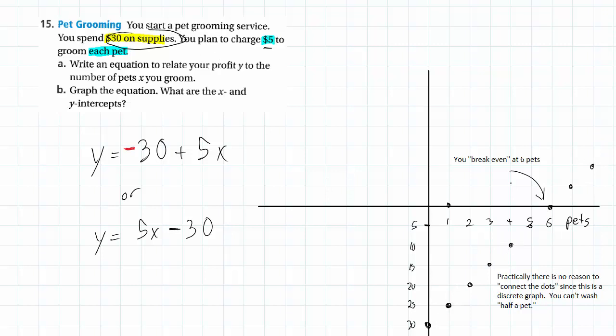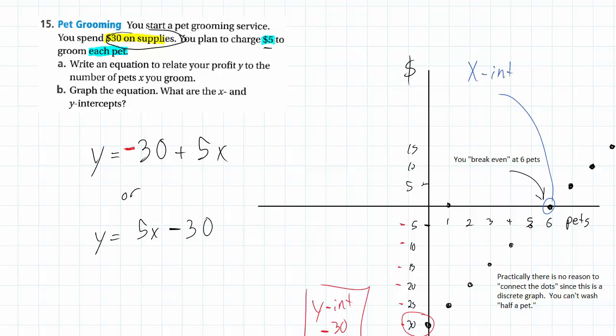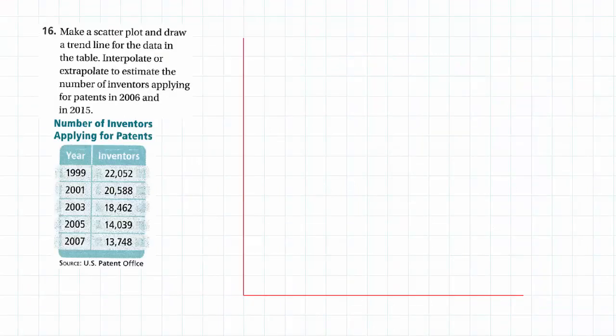There's no need to connect the dots here. It's technically discrete, but you can see exactly what your amounts are going to be each time you wash a pet by graphing those points. The y-intercept, which is when the x is 0, is negative 30. You can say (0, negative 30), but just putting the number makes more sense. The x-intercept is 6, and that's actually the break-even point. So both of those values have meaning there. Negative 30 meaning your starting value, and the 6 is how many pets you wash to break even.